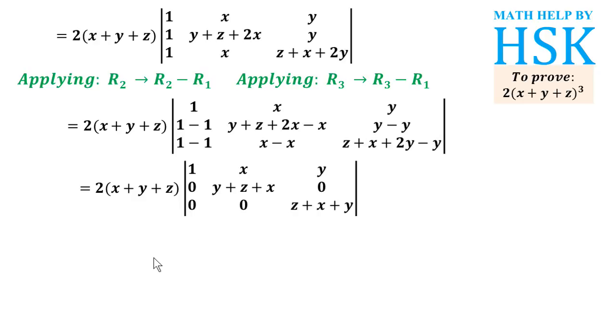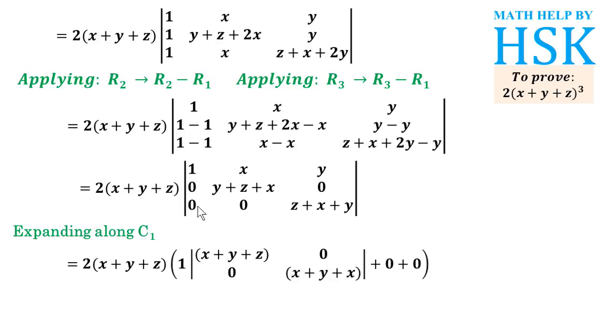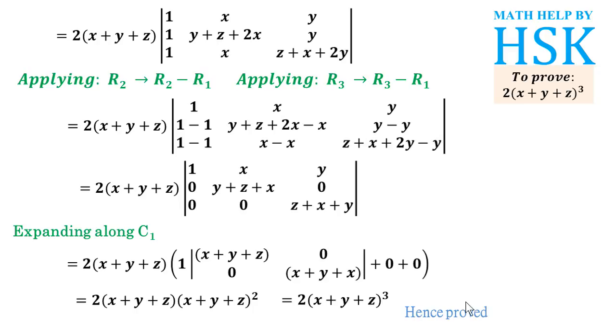Now we are going to expand this determinant along column 1, and we get 2(x+y+z) into 1 into the determinant obtained by removing first row and first column, that is x+y+z, 0, 0, x+y+z, and because the next two terms of column 1 are 0, plus 0 plus 0. On simplifying this determinant, I am going to get 2(x+y+z) into (x+y+z) whole square, which is equal to 2(x+y+z) whole cube, and which proves the question given in the second part.